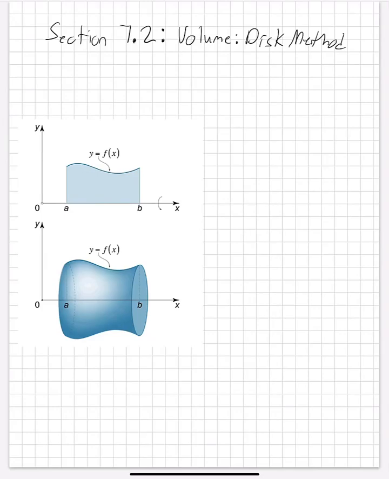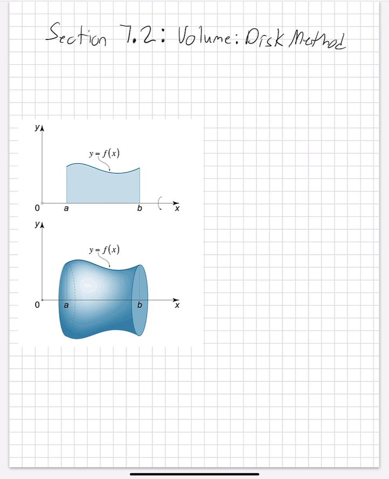All right, so the next application that we're going to learn is in section 7.2, and it's finding volume. There's a few different methods to finding volume. The first we're going to talk about is the disk method or the disk washer method. First, we'll talk about the disk method.